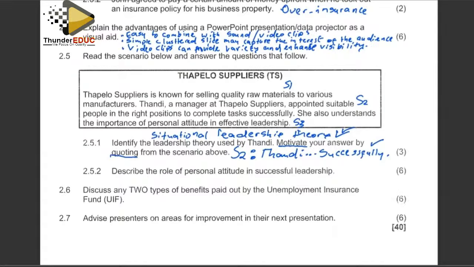Okay, right. So now saying that positive attitude releases leadership potential.